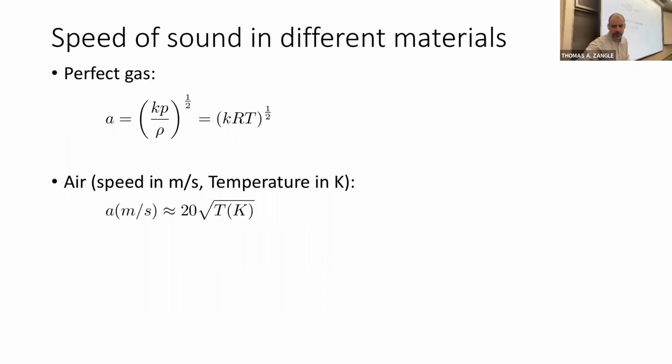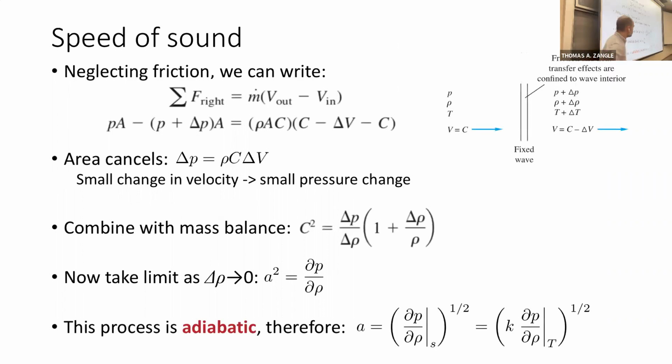C was the velocity of this wave that's moving, and we haven't yet assumed that it is infinitesimally small. So maybe if I'm yelling really loud, there's a larger disturbance that would affect the velocity of that wave.